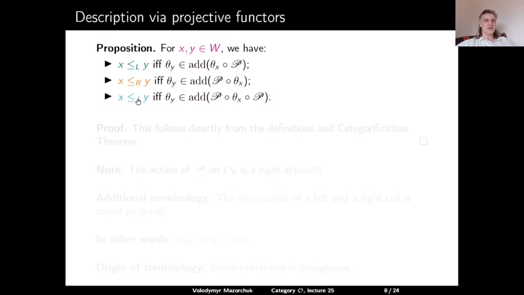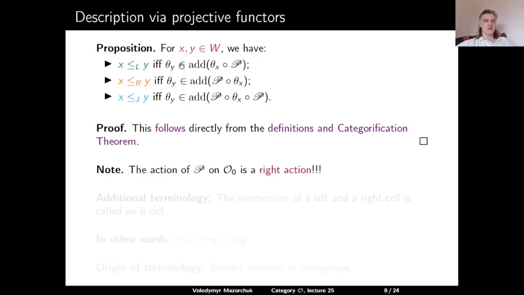And x is two-sided less than or equal to y if and only if theta y belongs to the additive closure of P after theta x after P. So this follows directly from our definitions and our categorification theorems. Please note here that we see the importance of the fact that the action of P on O is a right action. So the left equivalence is given by composing with P on the right.